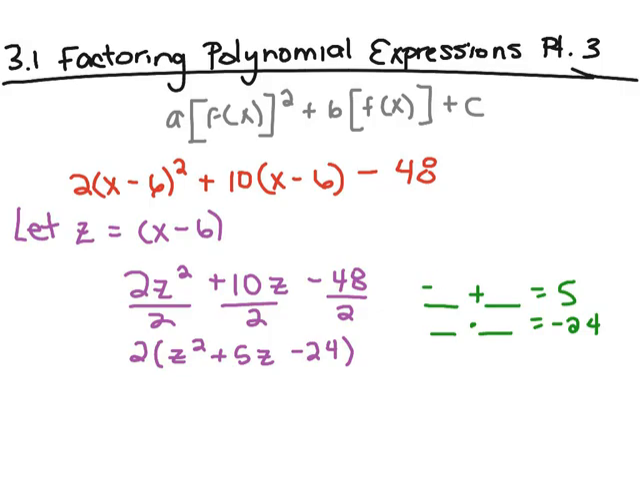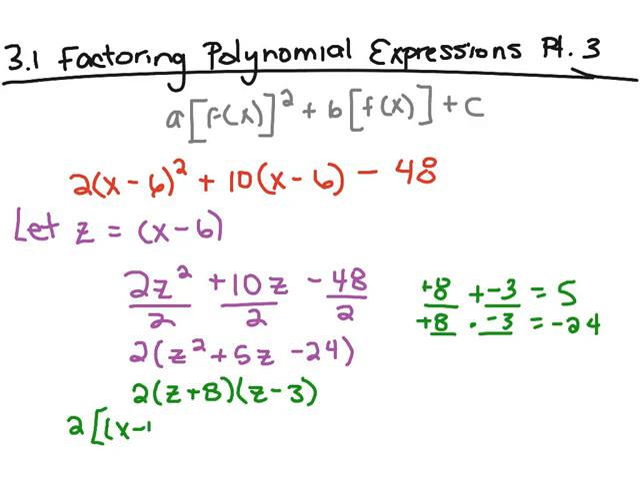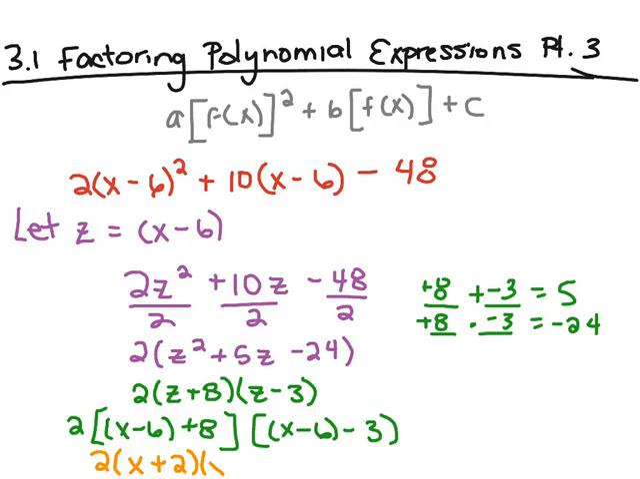So we're going to have positive 8 and negative 3. And because a is equal to 1, it's just going to be 2 bracket z plus 8 and z minus 3. Now our last step is to substitute in our x minus 6 for z. So we're going to have 2 bracket x minus 6 plus 8 and x minus 6 minus 3. Simplify this out. We'll have 2 bracket x, negative 6 plus positive 8 is positive 2, and negative 6 minus 3 is negative 9. So it's 2 bracket x plus 2 bracket, and then bracket x minus 9. So this is our factored answer.